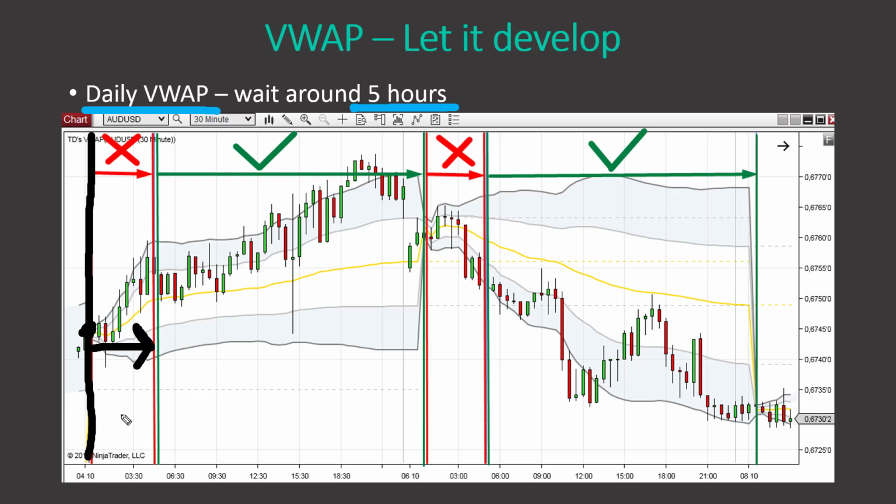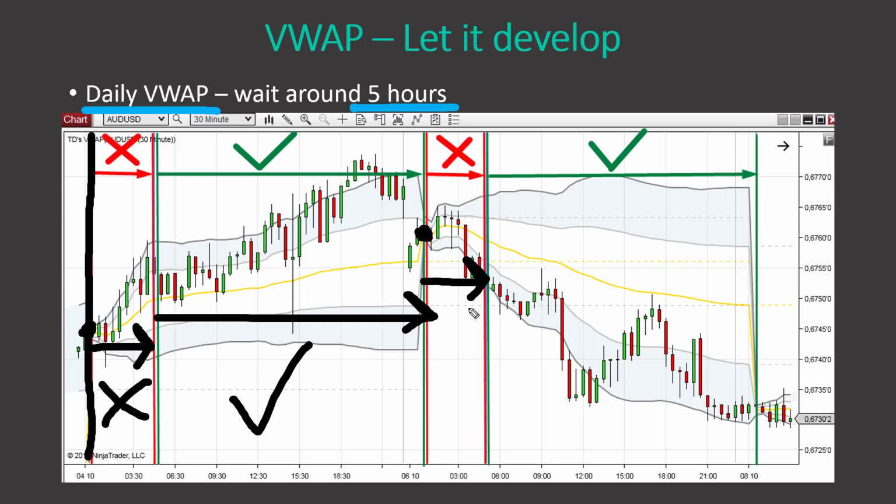Those are the first 5 hours. You don't want to use VWAP trading strategies then. The rest of the day, it's okay to trade them. The next day begins in here. Again, first 5 hours, no go. Then the rest of the day, it's okay to use the VWAP.